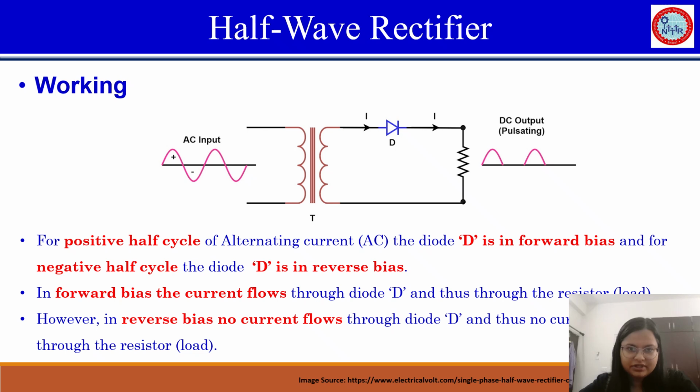So now we will see the working of a half-wave rectifier. During the positive half cycle, the diode D becomes forward biased and conducts current through the load resistor, producing a positive output. During the negative half cycle, the diode is reverse biased and blocks the current, so no output appears. Thus, we get a pulsating DC output that exists only during the positive half cycle.